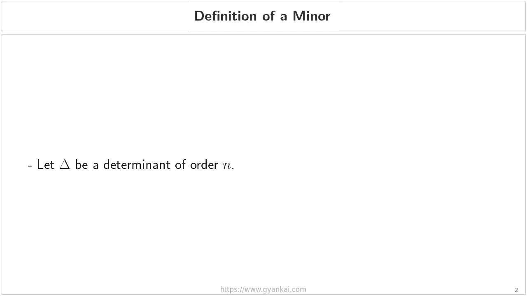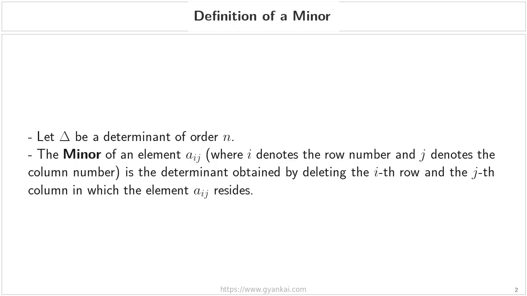First, let's establish our notation. Suppose we have a determinant, which we will call delta, and this determinant is of order n. Now, how do we find a minor? Let's pick a specific element within that determinant, which we'll call a sub-i j. In this notation, the letter i represents the row number, and the letter j represents the column number.